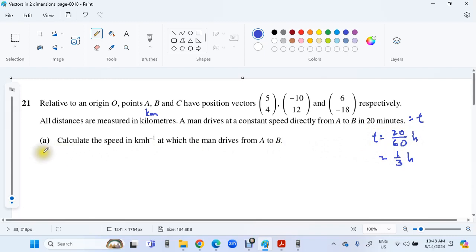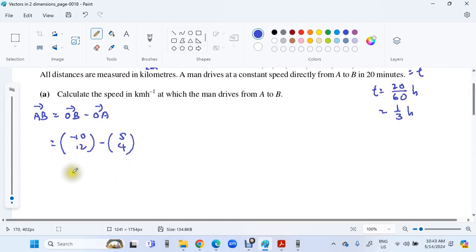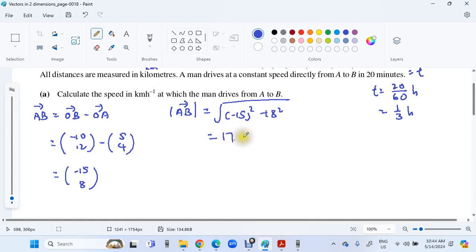So we want to find the speed from A to B. From A to B, we want to find the position vector. So this is OB minus OA. We have negative 10, 12 minus 5, 4. So we have negative 15 and 8 here. The distance of AB is the magnitude of AB, so this will be the square root of negative 15 squared plus 8 squared. Then we have 17 km.